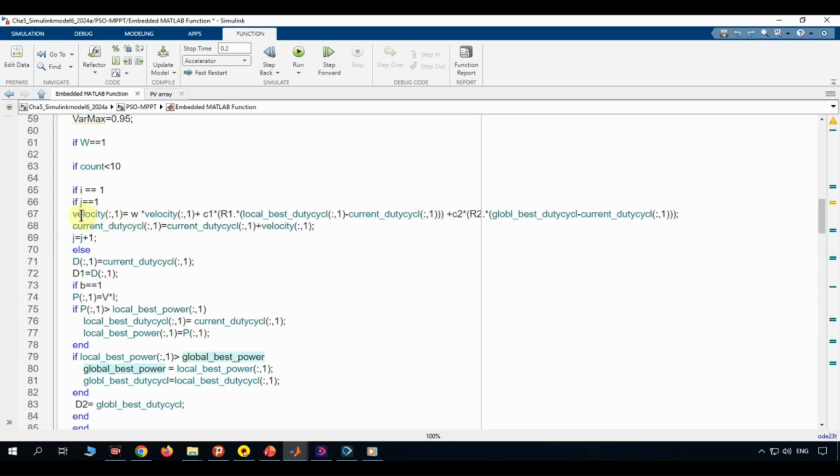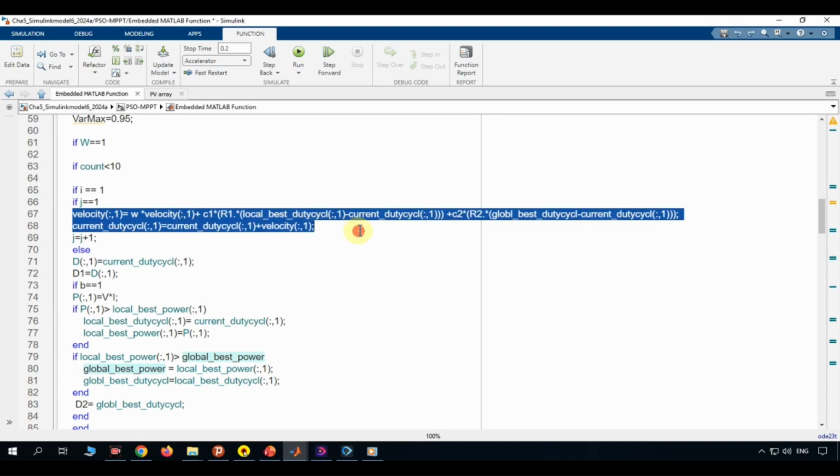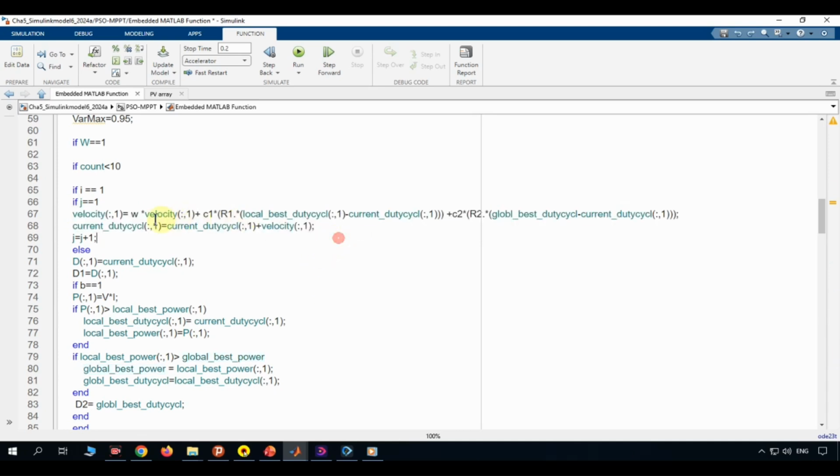Now we reach the main PSO calculation. This line calculates the new velocity of the particle. The velocity contains 3 components. The first component is the inertia component, which depends on the previous velocity. The second component attracts the particle toward its personal best duty cycle. The third component attracts the particle toward the global best duty cycle.